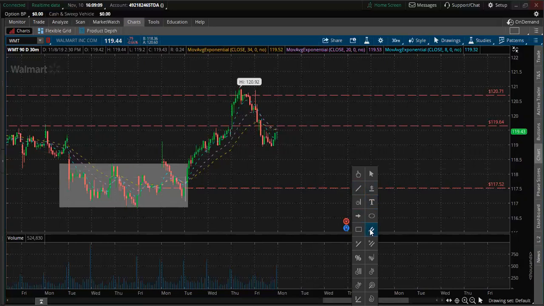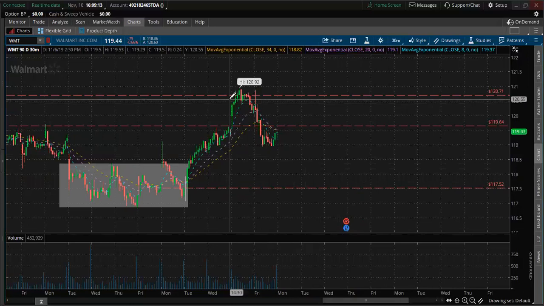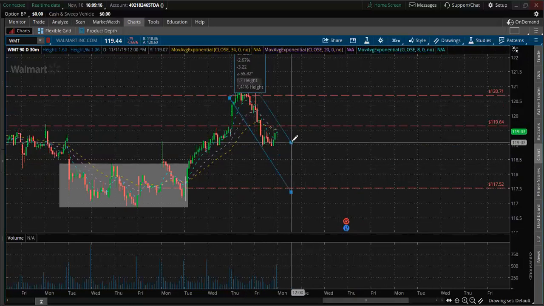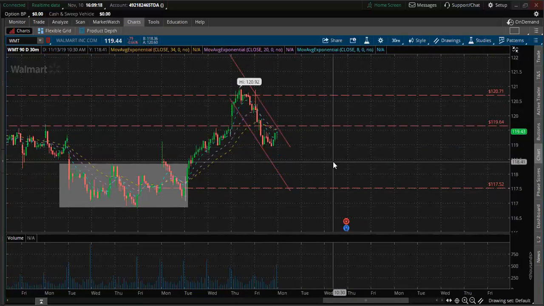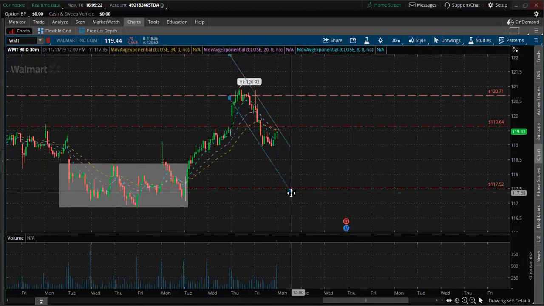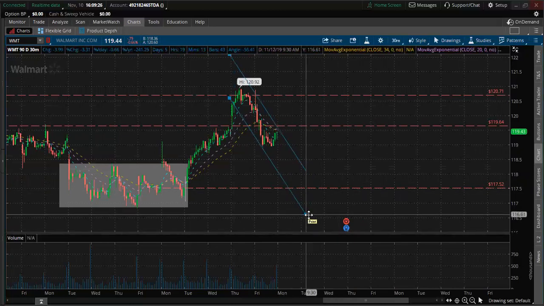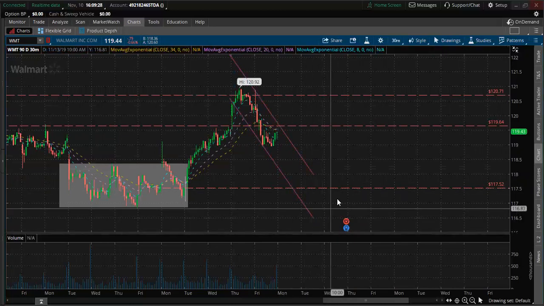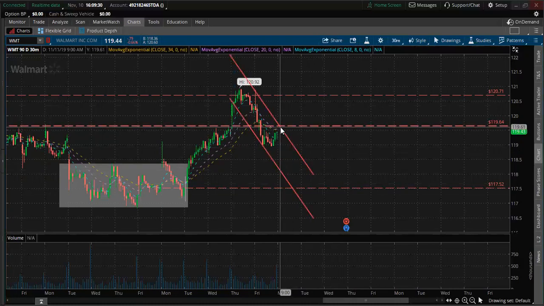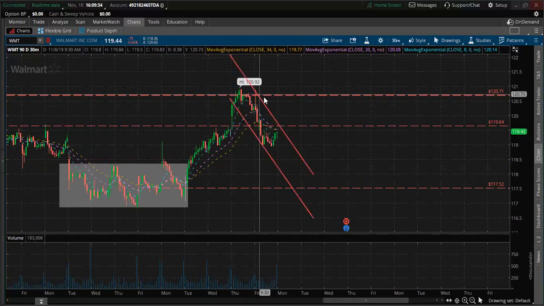So I would draw here a nice channel. Let's get us a channel going down there. Well, okay, don't like it. Let's look at this rejection here, which is going to be key to playing this play. It's not too late, too.